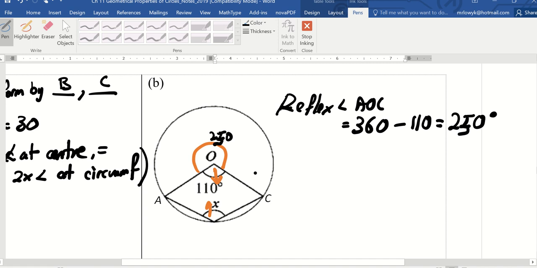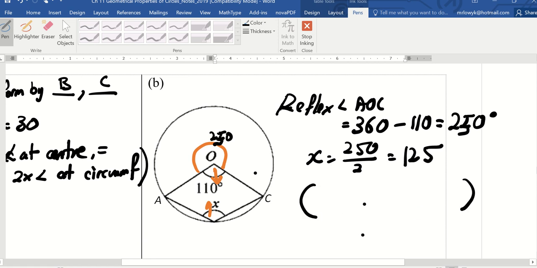Now I know this is 250. How is this related to that? Times 2 or divided by 2? Divided by 2. Angle at center is 2 times the angle at circumference. Regina, are you with me? That's not important. Do you understand this? Okay, so can you write down X equals 250 over 2, 125. Again, write down the reason, please. Done. Understand? Also can.